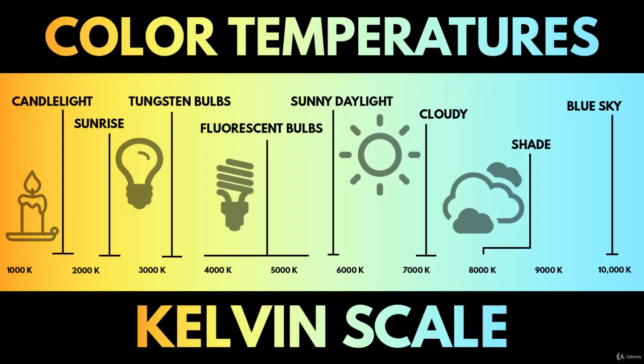So now that we have talked about what white balance is, we're going to dive a bit deeper into the science of light and what it is that your camera is doing when you adjust the white balance. To understand this, however, you need to first understand what kelvins are. Here is the Kelvin scale, which ranges from around 1000 Kelvin to 10,000 Kelvin.